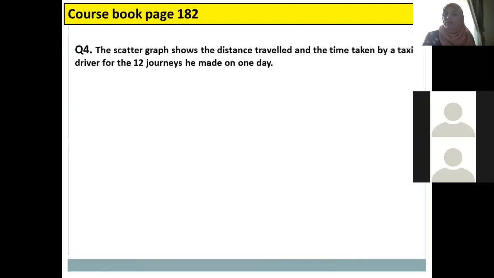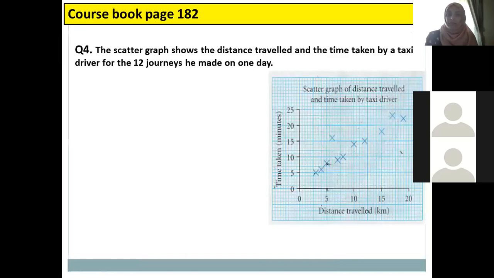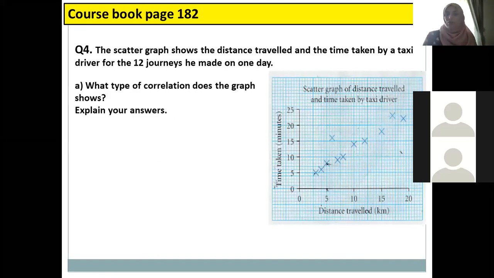The scatter graph shows the distance traveled and the time taken by a taxi driver for 12 journeys he made on one day. So hours and distances. This is the scatter diagram. Let's answer these questions. What type of correlation does the graph show?